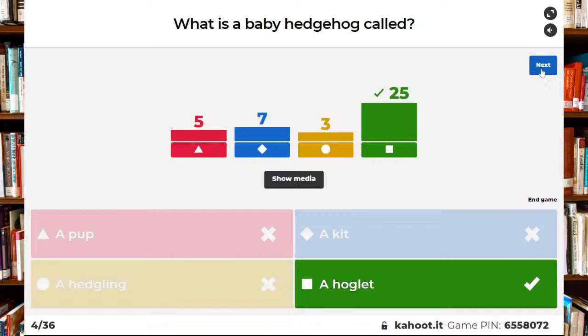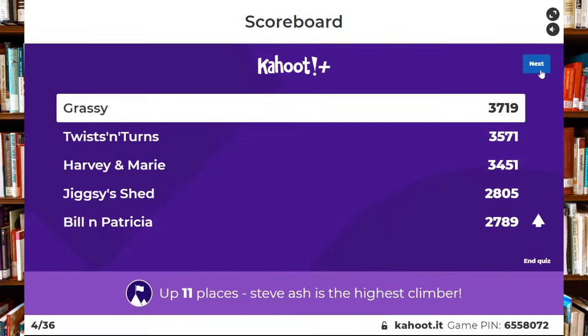So let's see where we go with the scores after that one. And oh, Grassley is really going for it tonight. Still in first place there. Bill and Patricia moving up there. Steve Ash is the highest climber, up 11 places. I don't know what position that puts you in, Steve, but you're doing well. Well done. Twists and Turns still fighting there in second place. Harvey and Marine, Jigsy Shed in third and fourth. Well done.